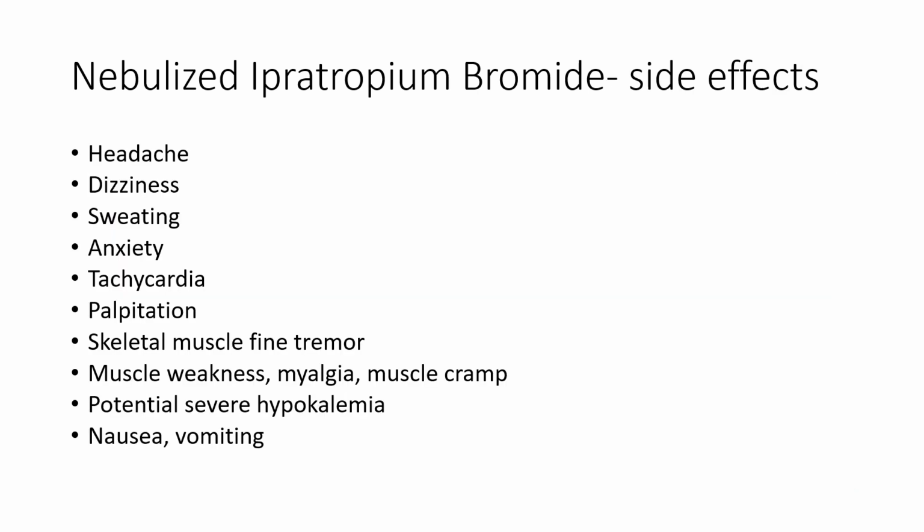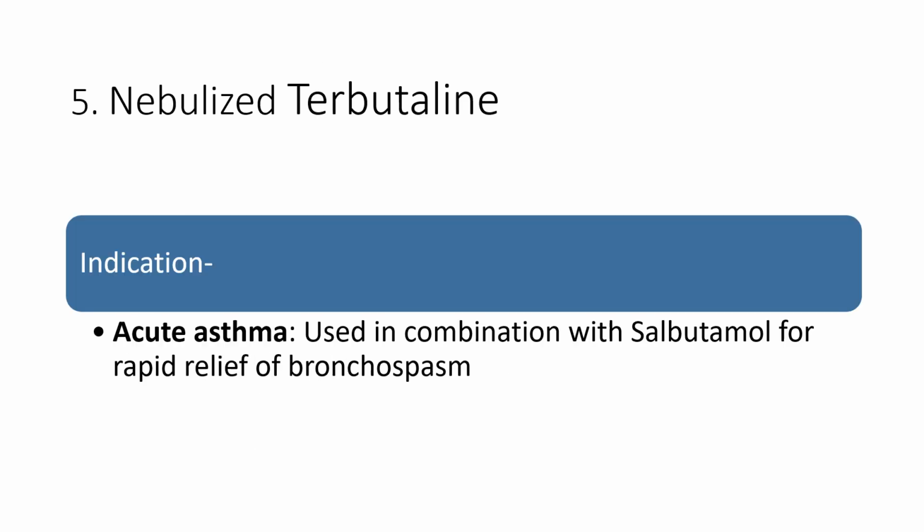What are the adverse effects? Causes headache, dizziness, sweating, anxiety, tachycardia, palpitation. Sometimes skeletal muscle fine tremor, muscle weakness, myalgia, muscle cramps. Potential severe hypokalemia due to the ipratropium bromide. Nausea, vomiting can also be there.